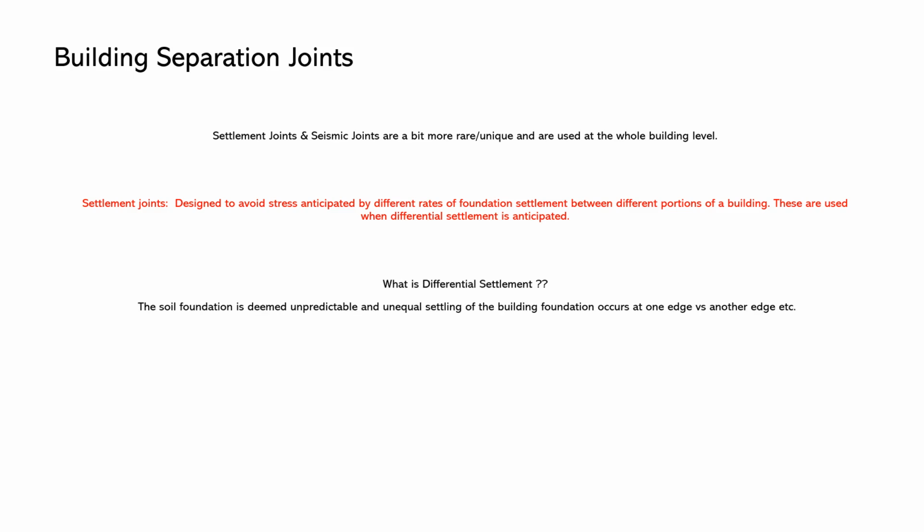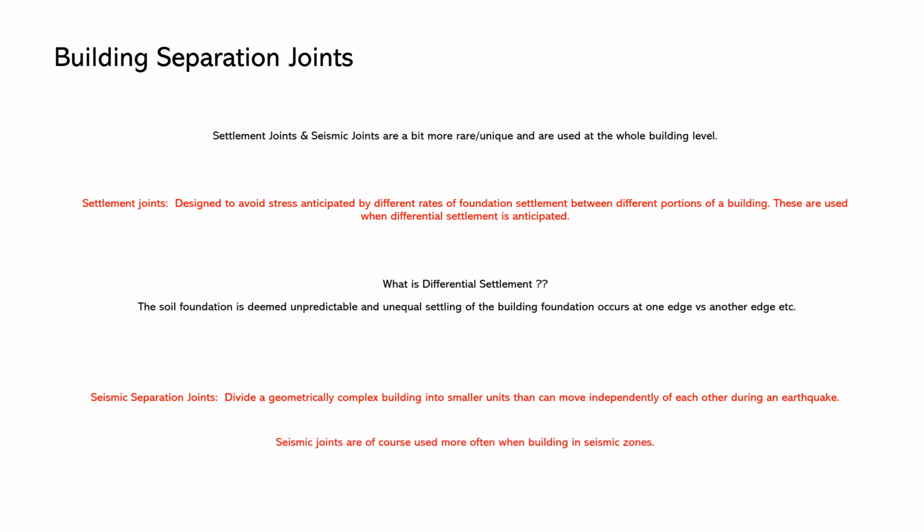So what is differential settlement? When the soil foundation is deemed unpredictable, an unequal settling of the building foundation occurs at one edge versus another edge, that's differential settlement. Seismic separation joints. The definition for that would be they divide a geometrically complex building into smaller units that can move independently of each other during an earthquake. So, of course, seismic joints are used often when the building is in a seismic zone.